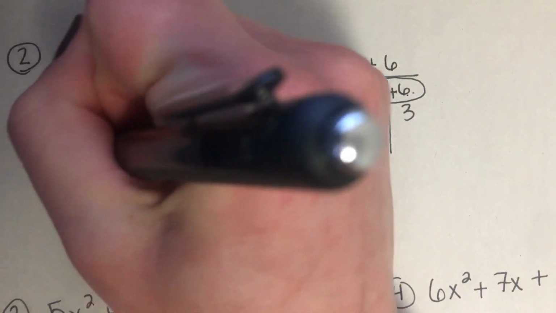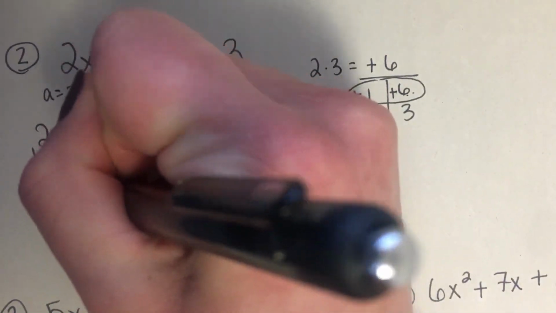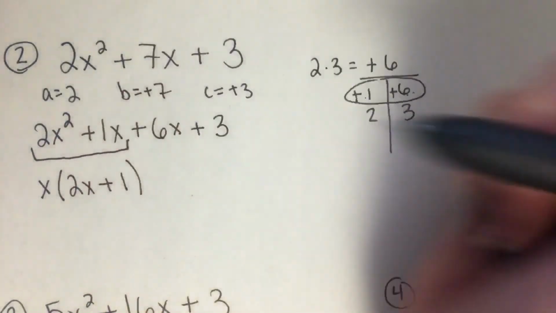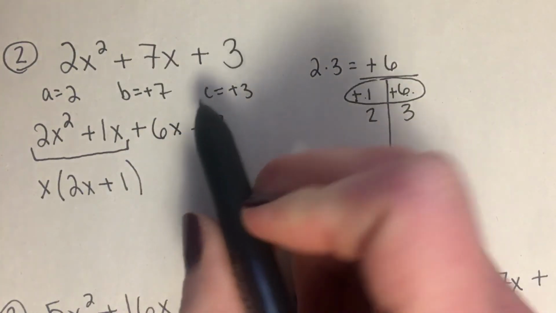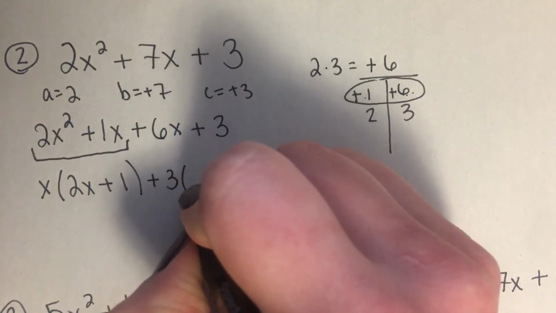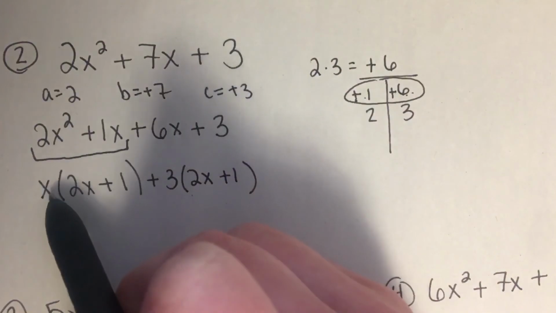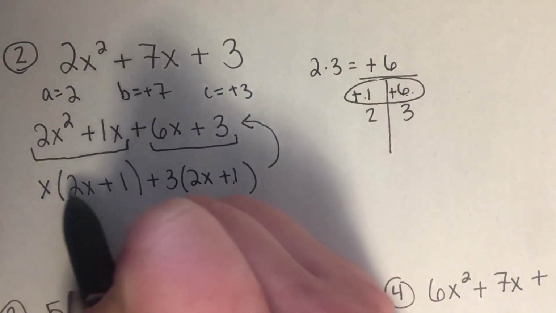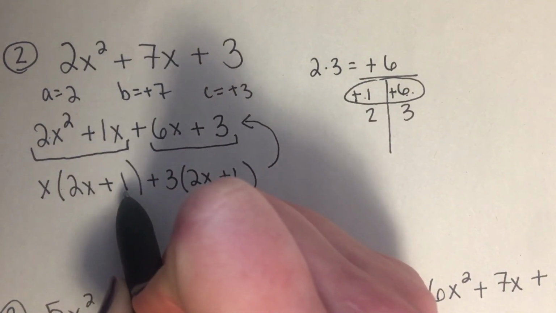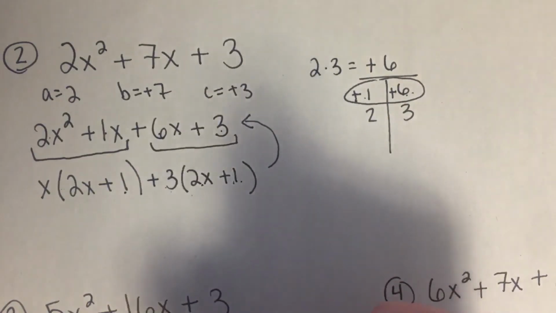So the first time is for the first two, what's in common, an x, and I'll be left with 2x plus 1. Here, what's in common is going to be a 3, and what's left over is going to be a 2x again plus 1, because if I multiply this out, I'm going to get back to my original, right? So x times 2x is 2x squared, x times 1 is 1x, 3 times 2x is 6x, and 3 times 1 is 3.